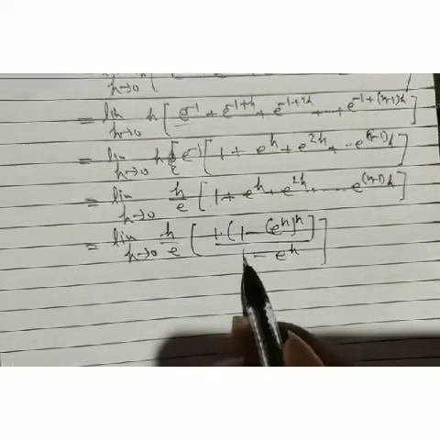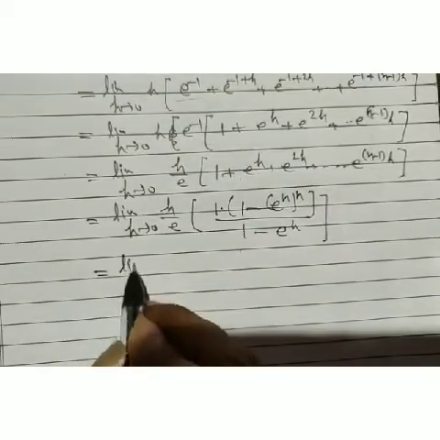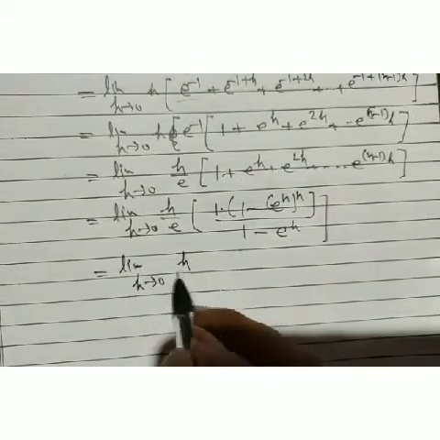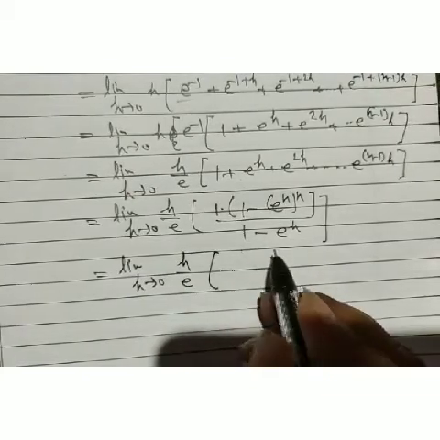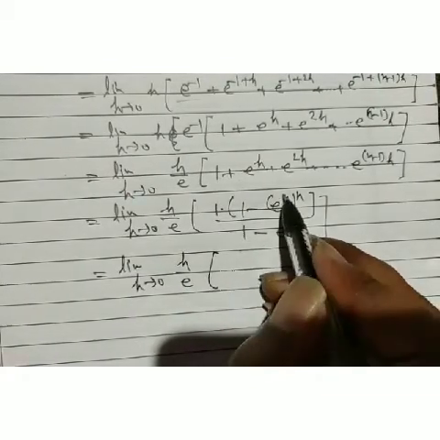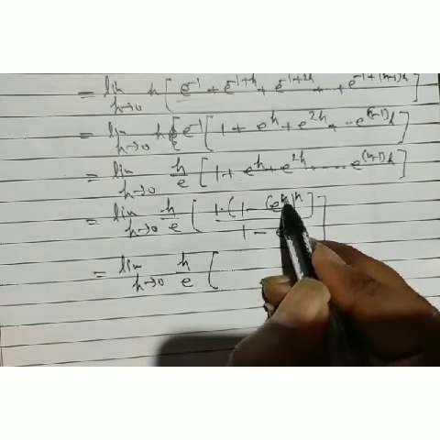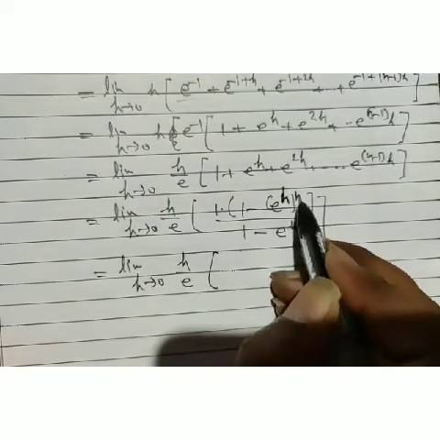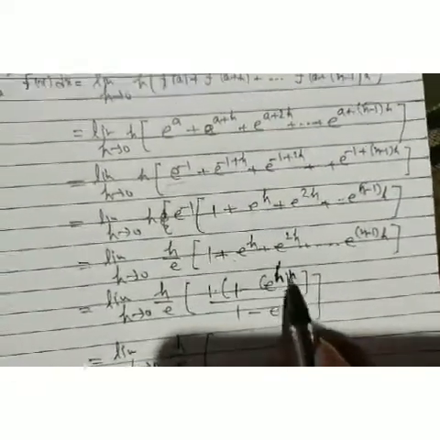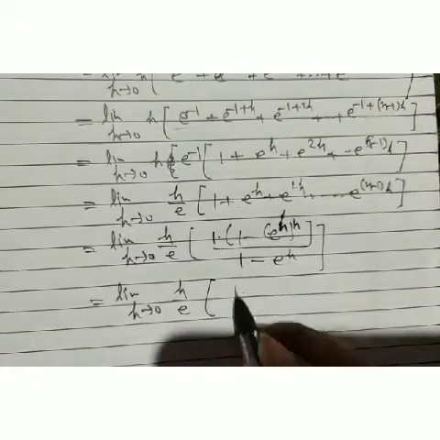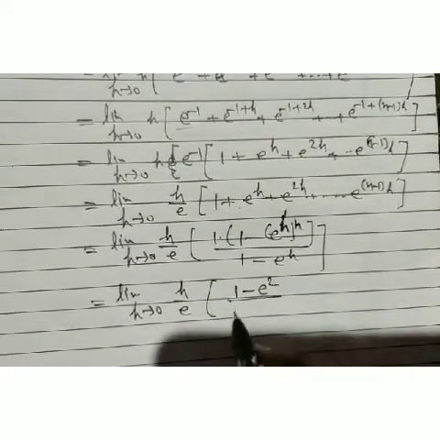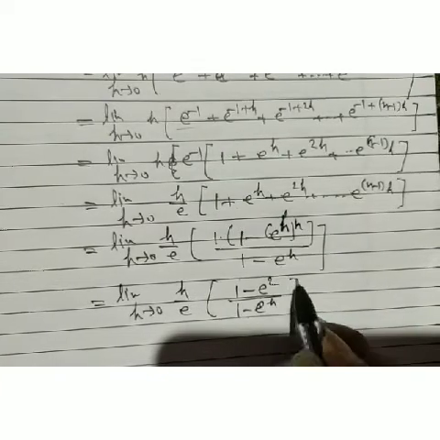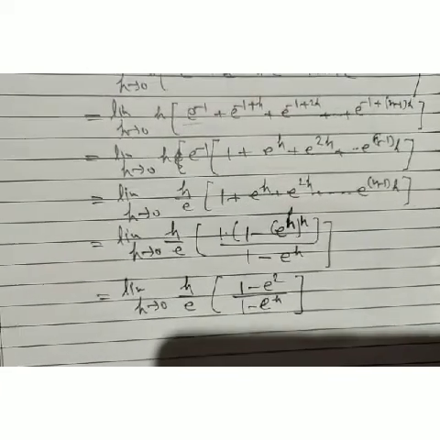And now what do we get? Now we get limit as h tends to 0 of h by e. We are going to solve it. When we solve it, it is e to the power h. Look, our nh is what? It is 2, it is h into n. We have found out the value of nh is 2. Then here we write 1 minus e to the power 2 over 1 minus e to the power h. Now look, we are going to change it.